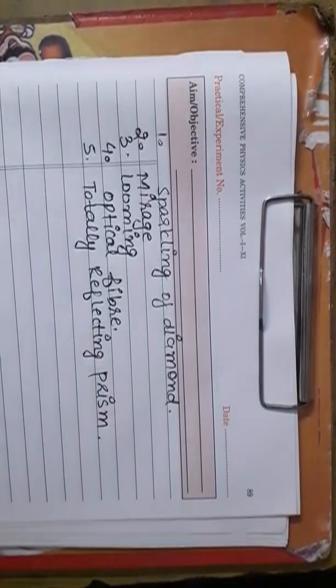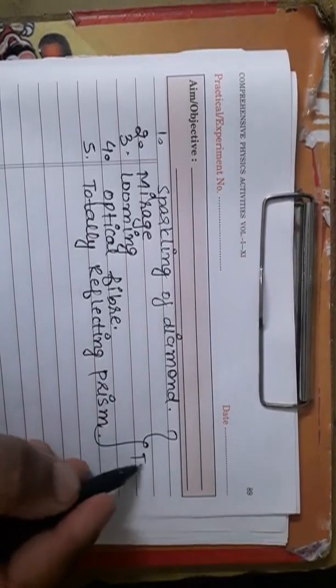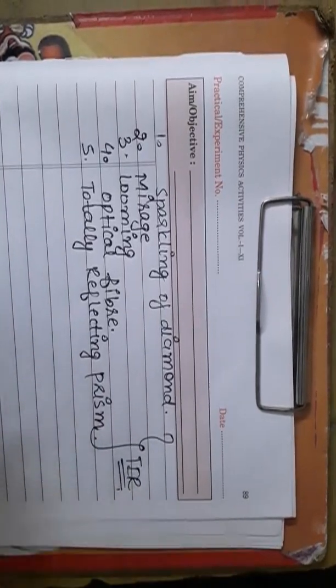So if the question comes for 1 mark, on what principle it works, you will write the answer is the one and only one, that is total internal reflection.